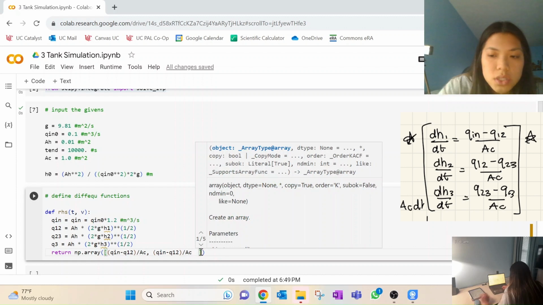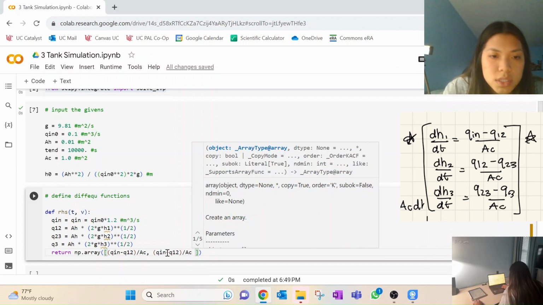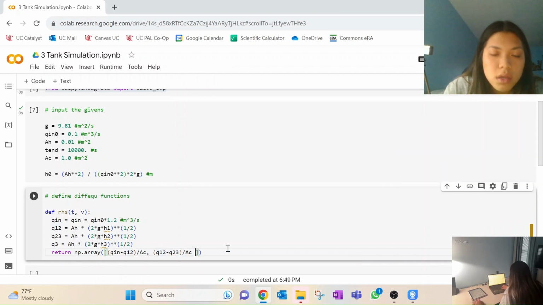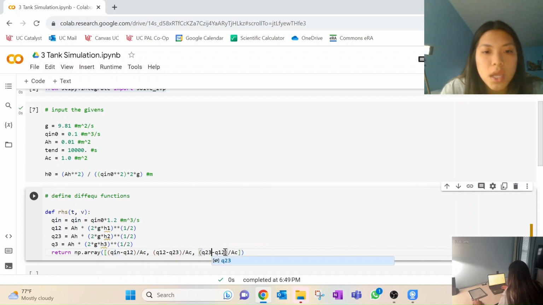This is tank 2, so we have to change its flow from 1 to 2, and then flow from tank 2 to tank 3. And then lastly we have tank 3, which is flow from tank 2 to tank 3, and then flow out of tank 3.